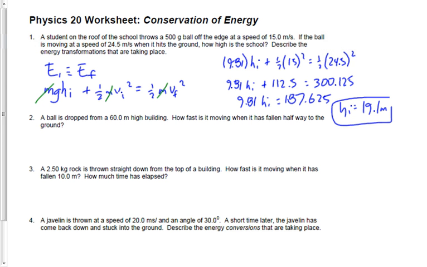So we get a height of 19.1 meters, which makes sense to us, right? 19.1 meters, that's a pretty high school. That'd be about six stories. About a six-story school, but I mean, this thing is moving at 24.5 meters per second when it reaches the ground. Of course, it's going to be pretty high, right?